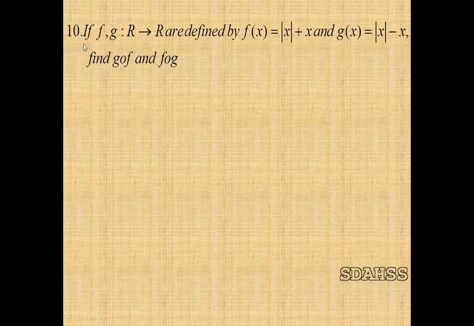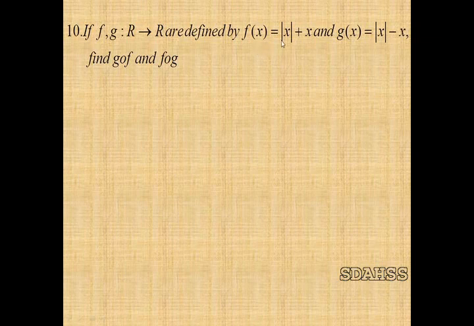The 10th sum. If f, g from R to R are defined by f of x is equal to modulus of x plus x and g of x is equal to modulus of x minus x. Find f dot g and g dot f. Here the function f of x and g of x are given to you.